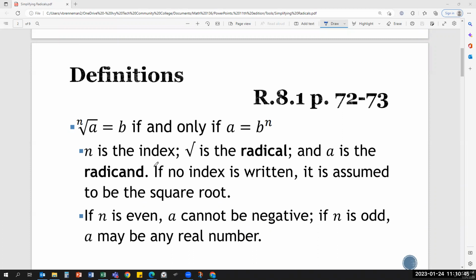For an even root, we can't take the even root of a negative number. If we multiply the same thing times itself an even number of times, whether that thing starts out negative or positive, the result is going to be positive. So there is nothing that you can multiply by itself an even number of times and produce a negative result. But if the index is odd, then we can have positives and negatives.